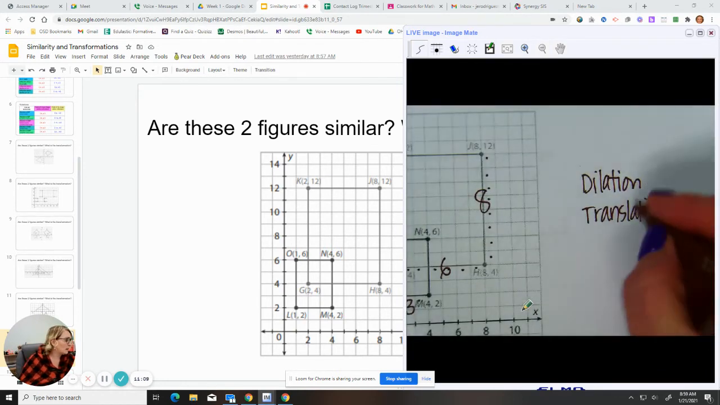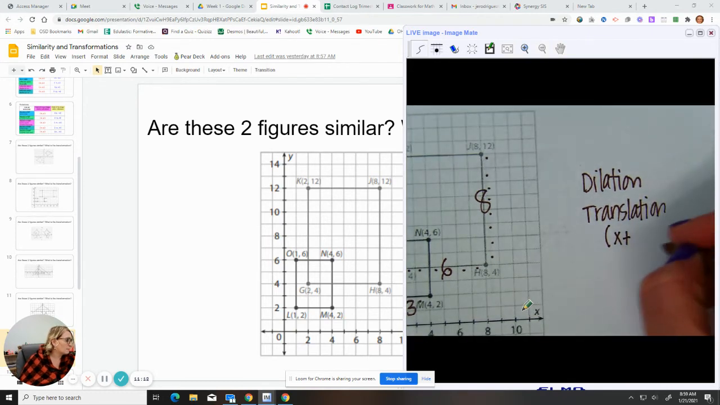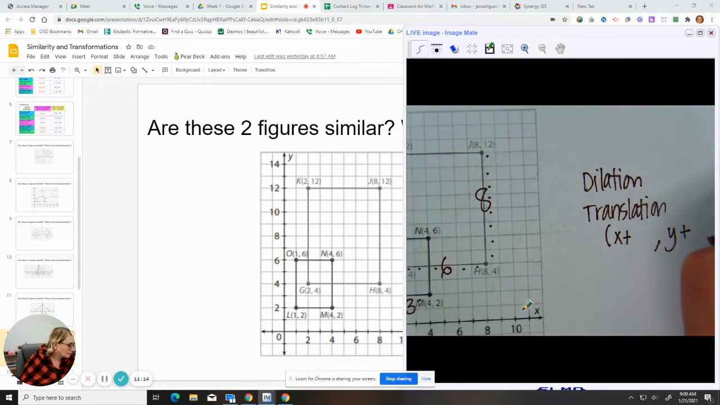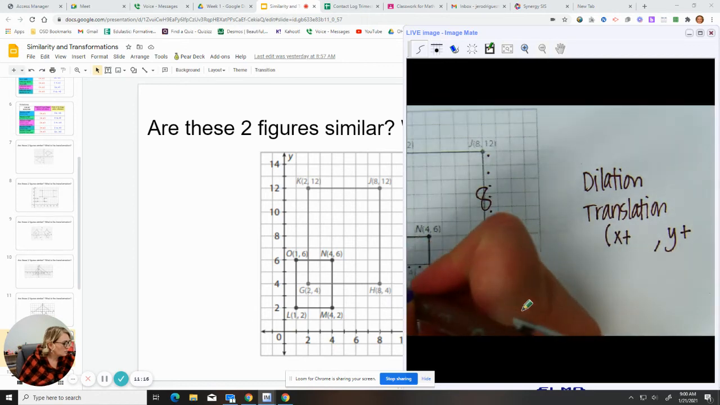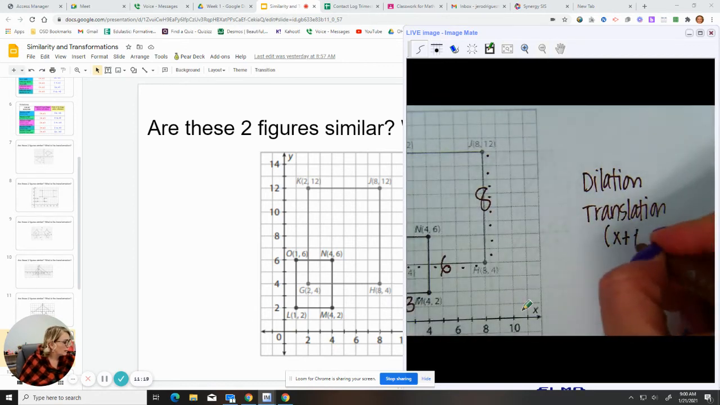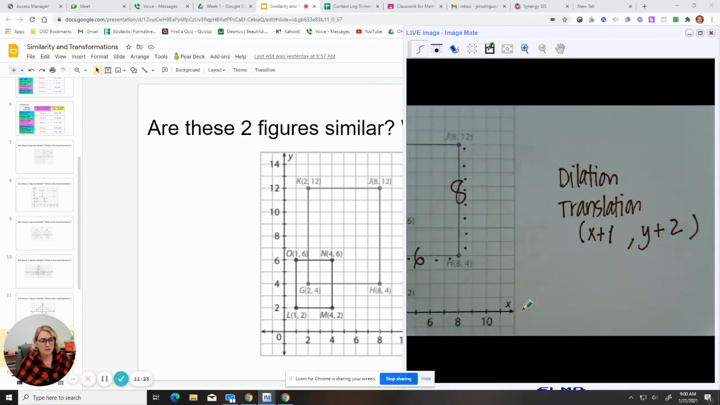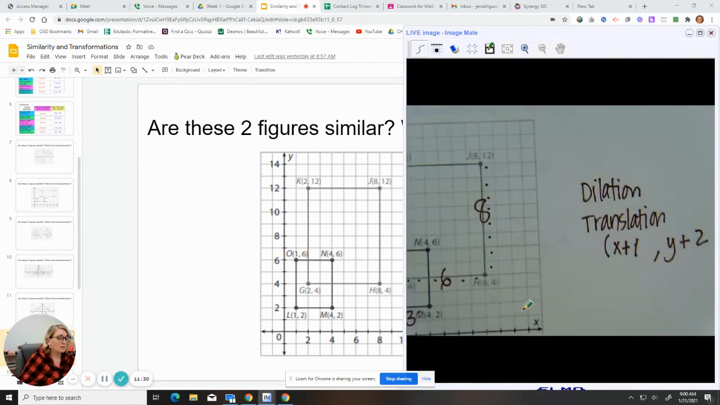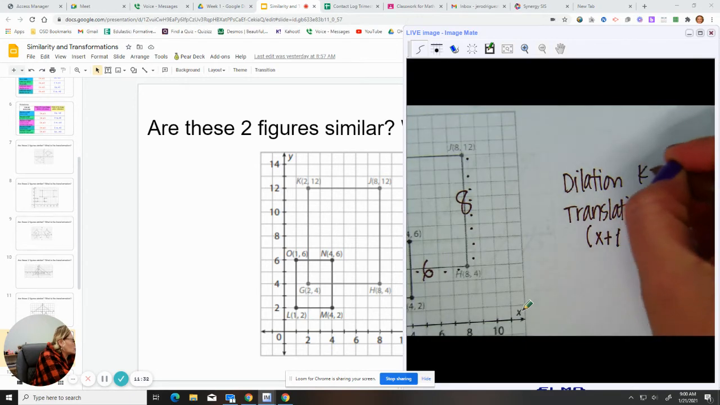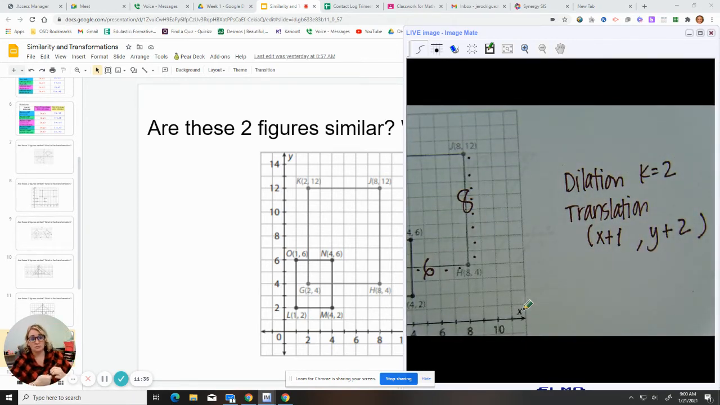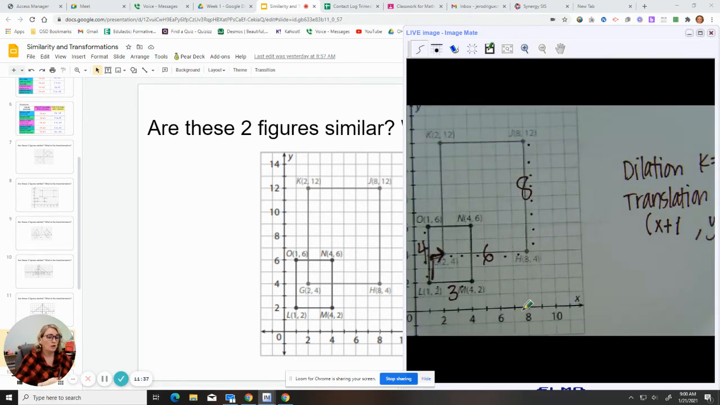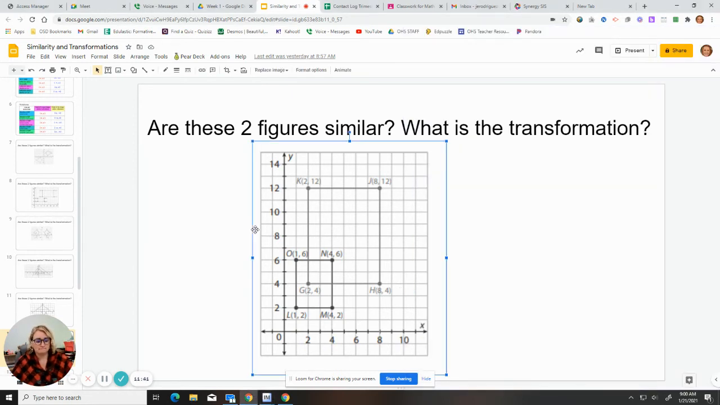Okay. So that means that our translation would say X plus something, Y plus something. And in this case, we know X would be 1 and Y would be up 2. So that would be the official transformations that happen to this one. A dilation, right? And we could even get more specific and say the dilation happened at times 2. And we translated over 1 and up 2.